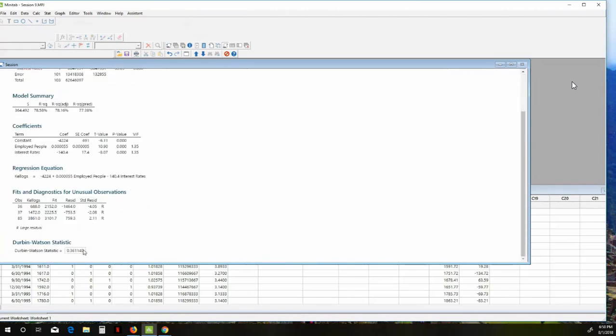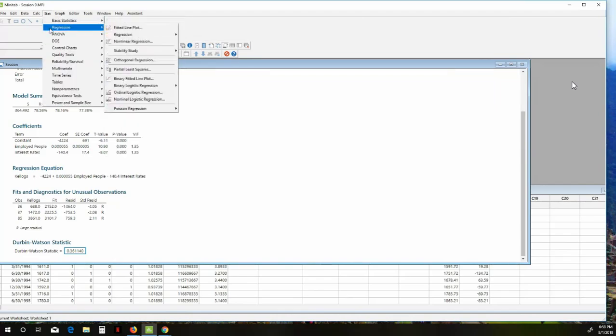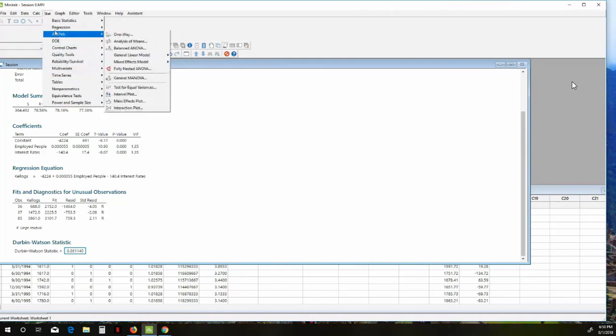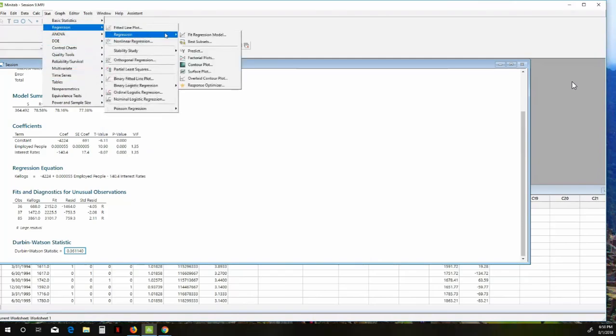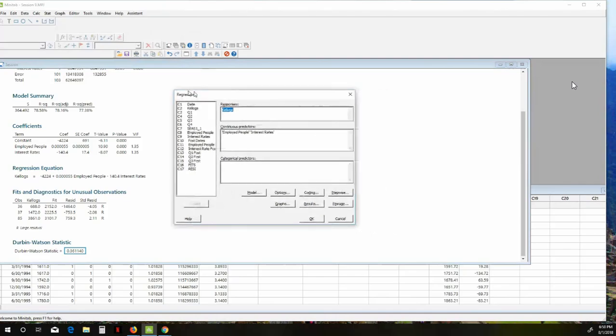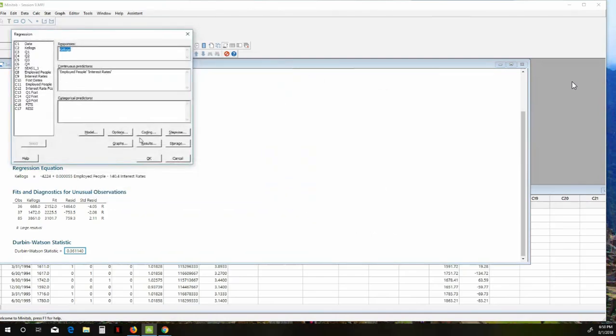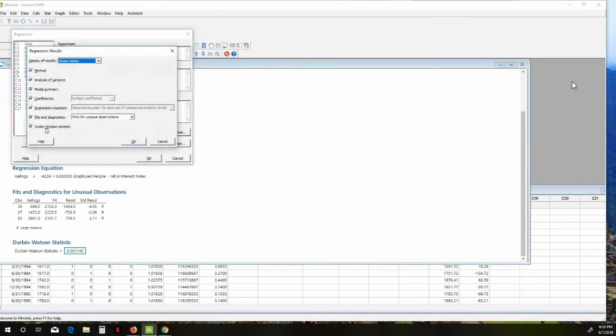And we have something called a Durbin-Watson statistic down here. And the way I got that is before I ran the model, stat, regression, fit regression model, you go to results. And you make sure that this Durbin-Watson box is checked, because typically it's unchecked. The reason why it's unchecked is because they don't expect you to use time series analysis for regression. This Durbin-Watson statistic deals directly with time series.